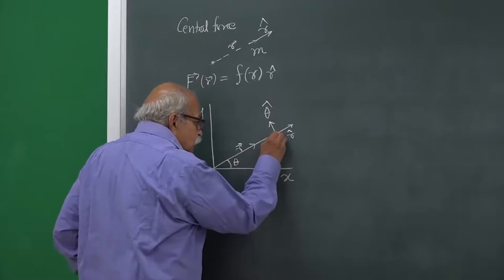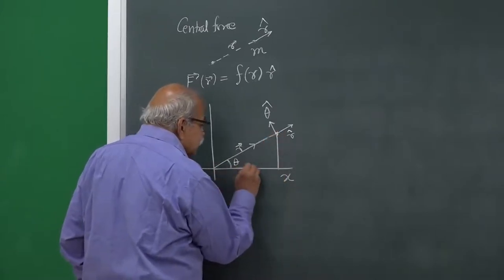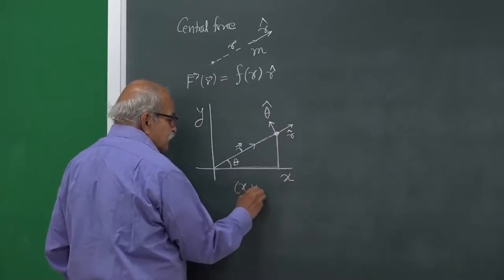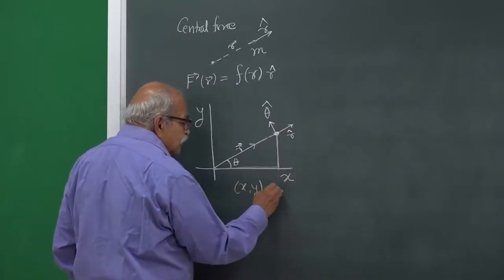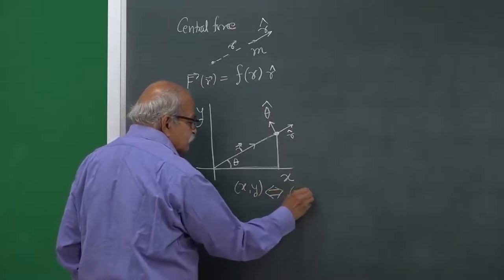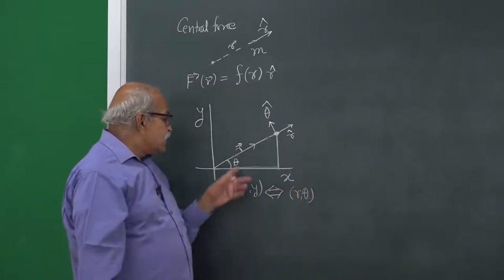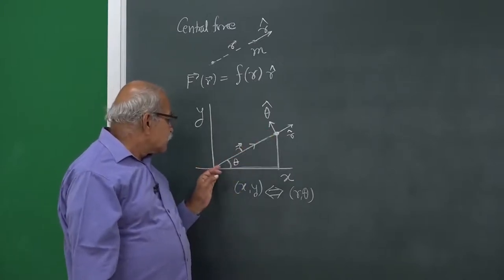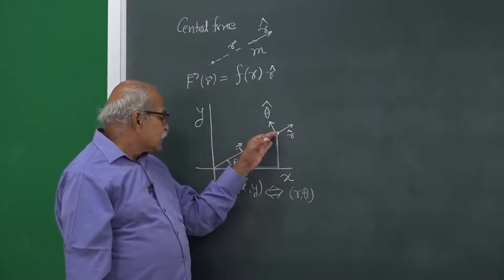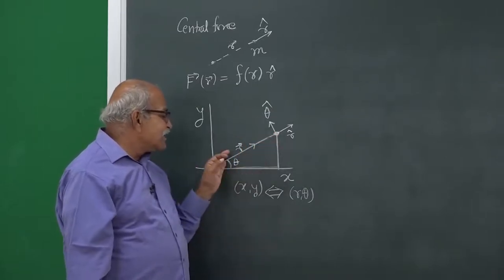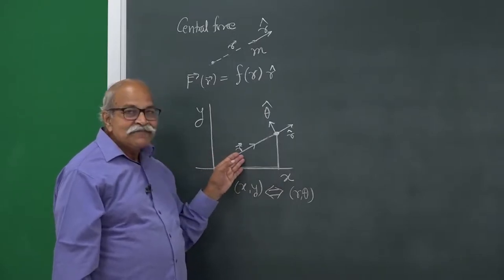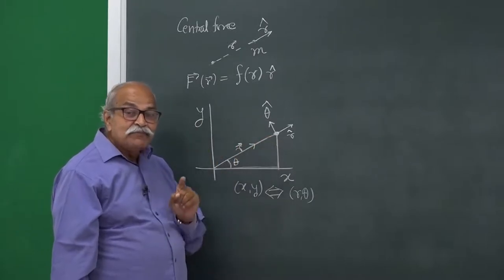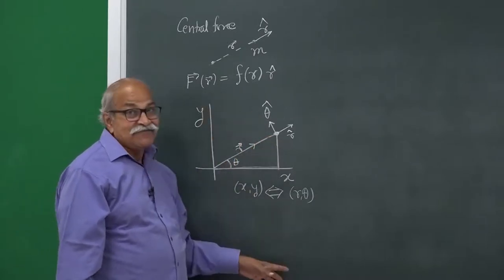And if I draw a perpendicular here, this is x and this is y. To get the position, I can write what is x and what is y. I can also write what is r and what is theta. If someone says that it is at a distance of r from the origin, and this line makes angle theta with the x axis, that also tells me that the particle is here, provided the particle remains in this xy plane.